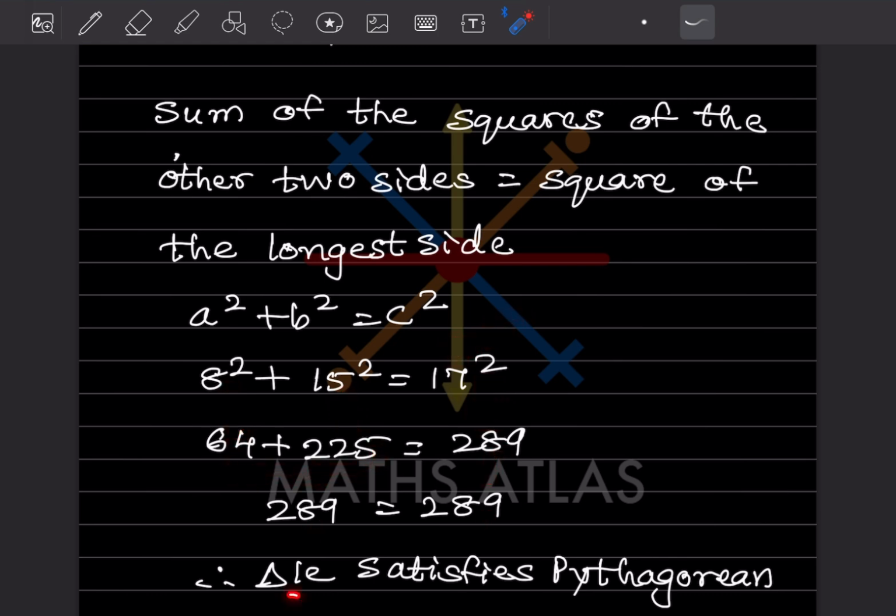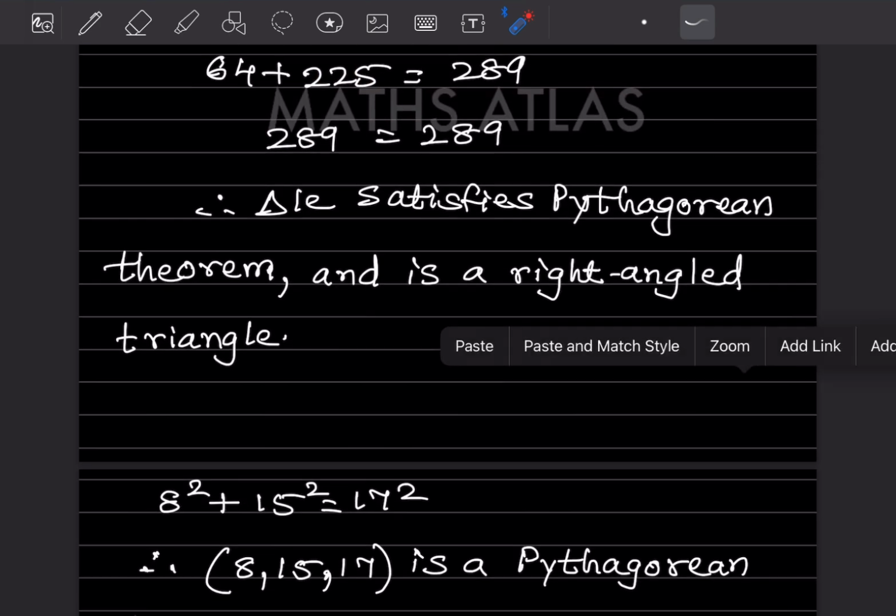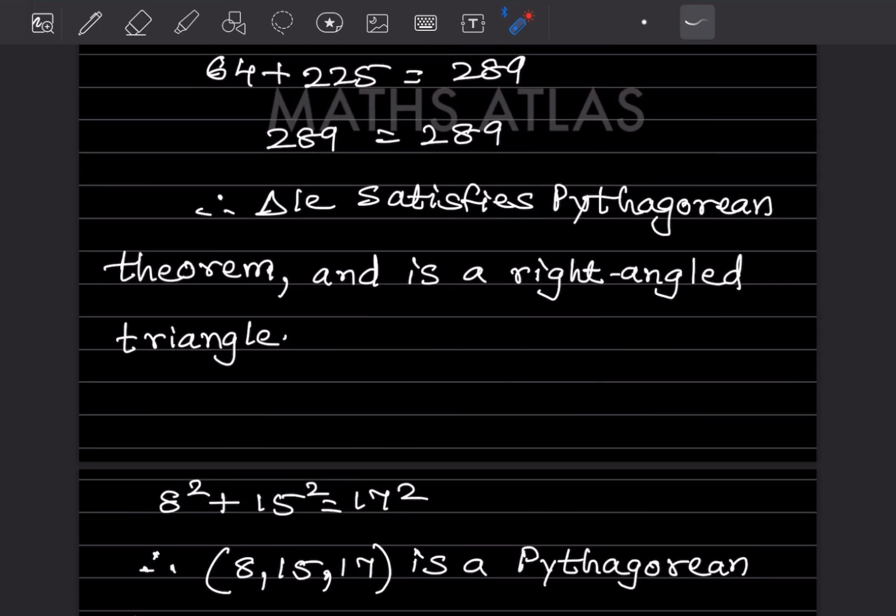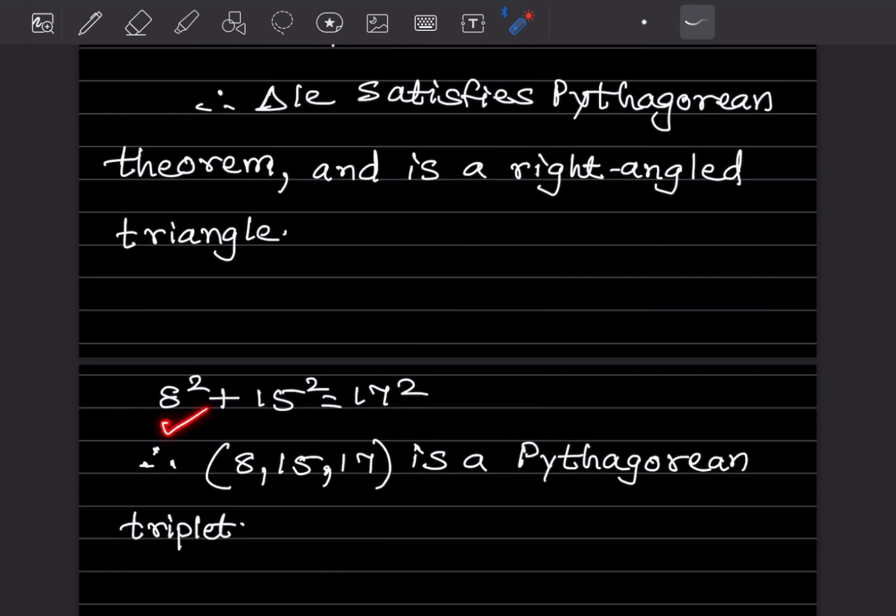So we can say the triangle satisfies the Pythagorean theorem and is a right angle triangle. Now we have to look for the Pythagorean triplet. So what we see here is 8 square plus 15 square is 17 square. So we can say 8, 15 and 17 is a Pythagorean triplet.